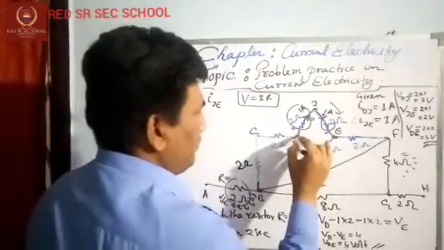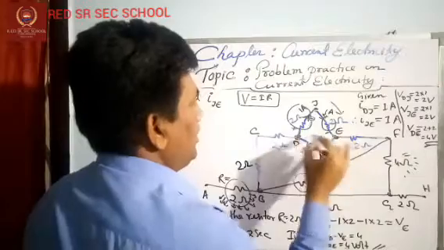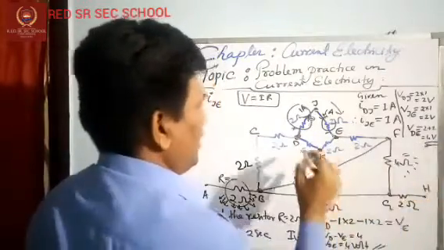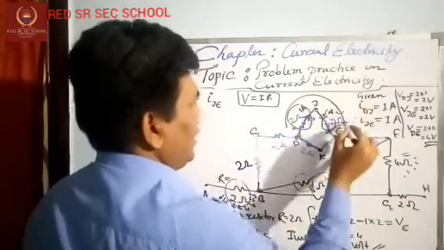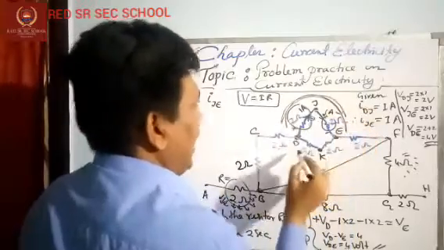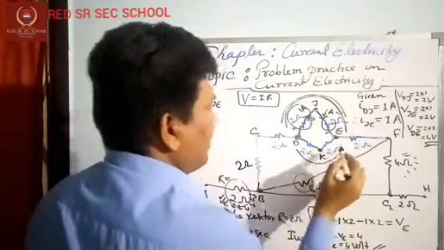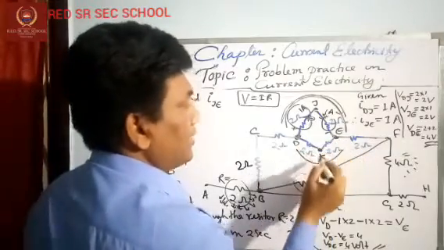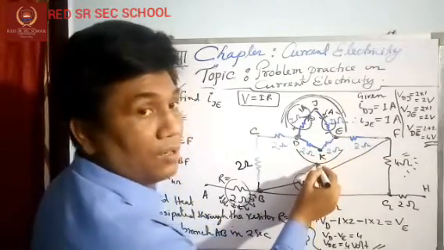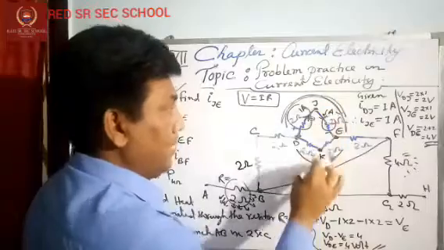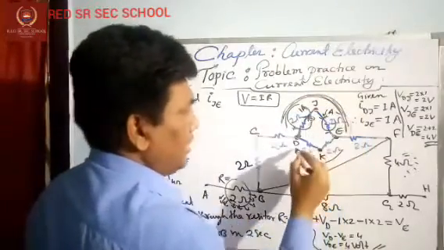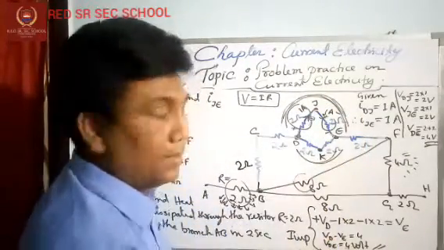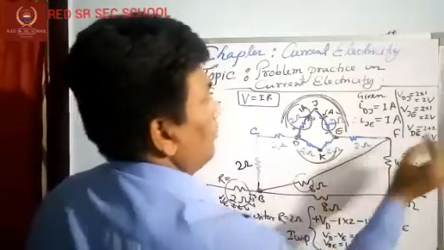The potential difference between this point and this point, DE, is 4 volt. It means this branch is getting 4 volt, and these two resistors are in parallel to this. So this branch also will get the same voltage, 4 volt, because they are parallel. These two resistors and these two resistors, they are parallel. So these two resistors also will get 4 volt.